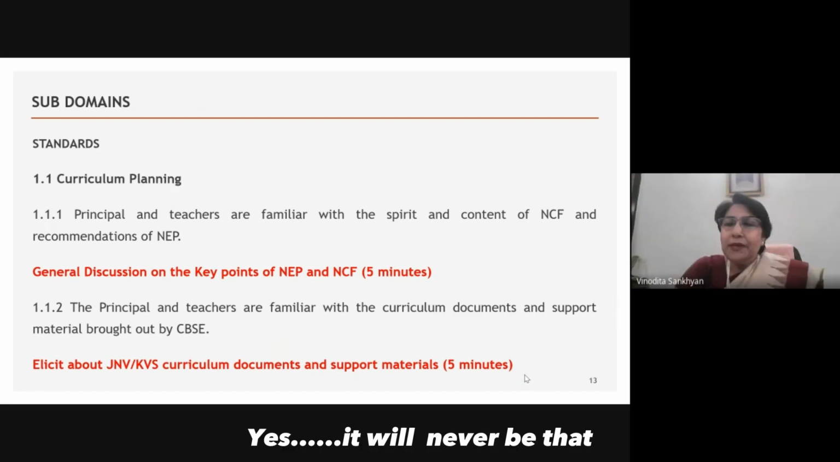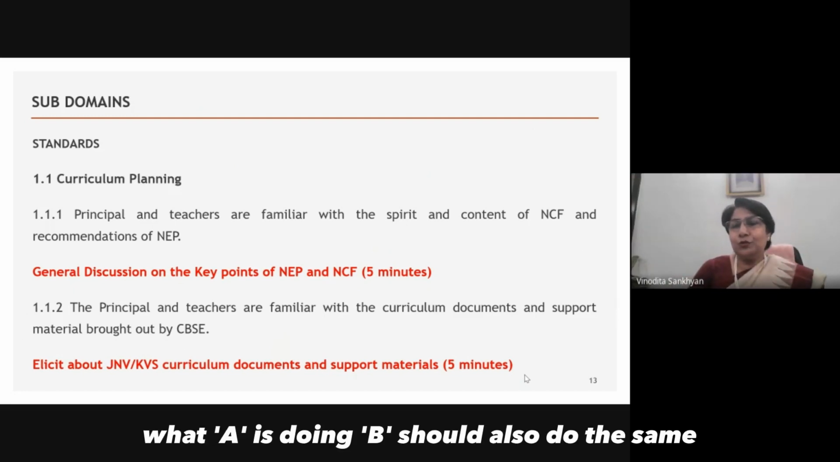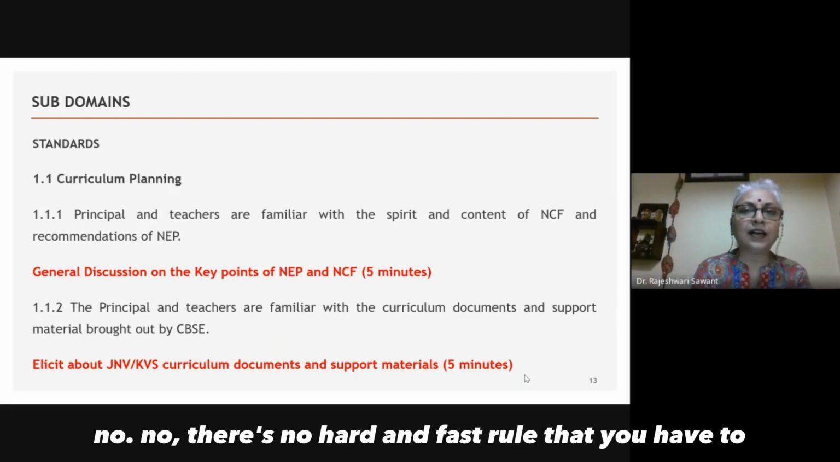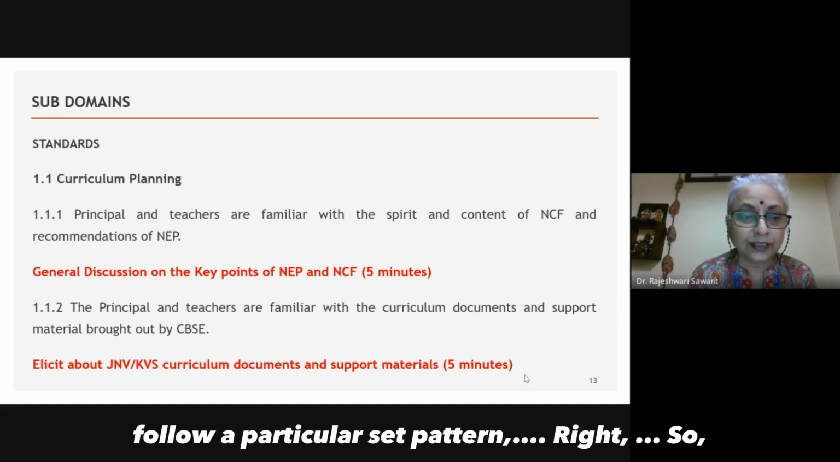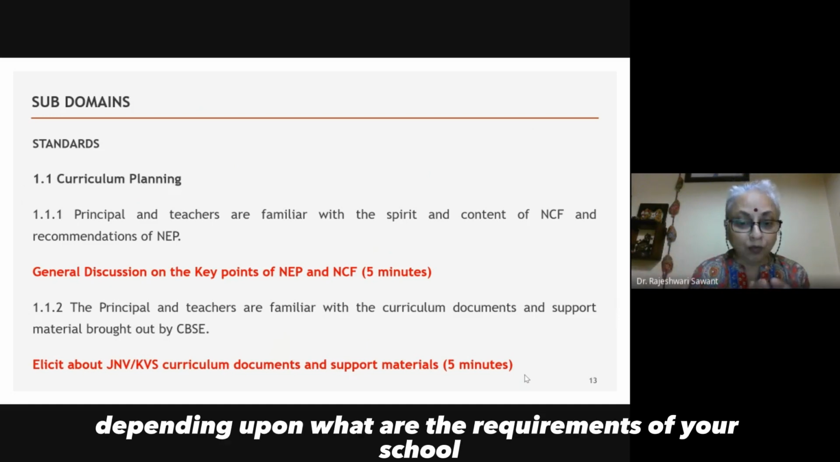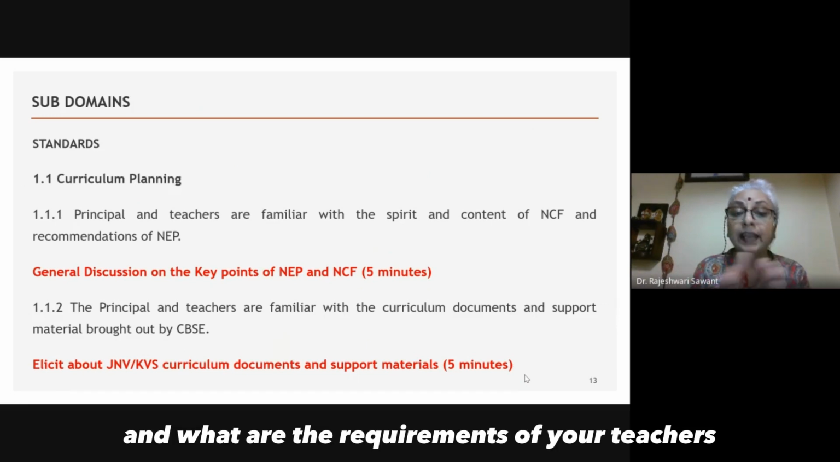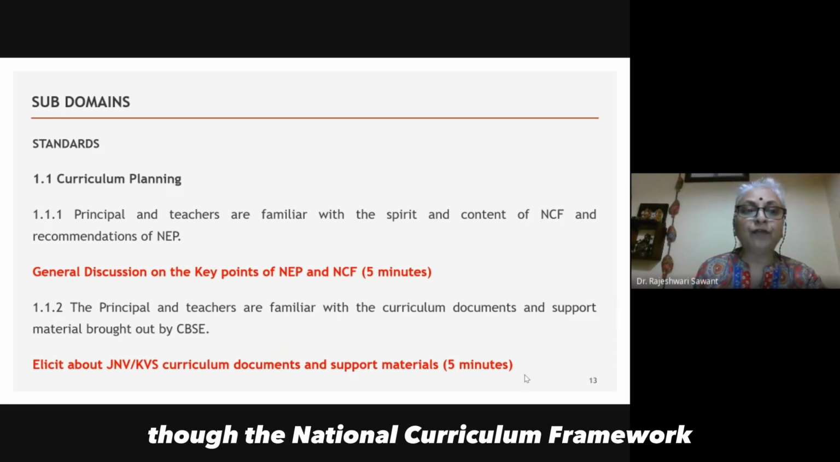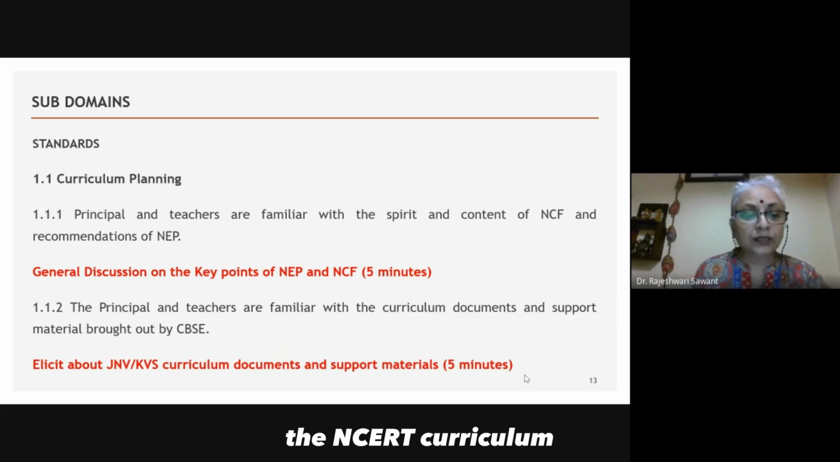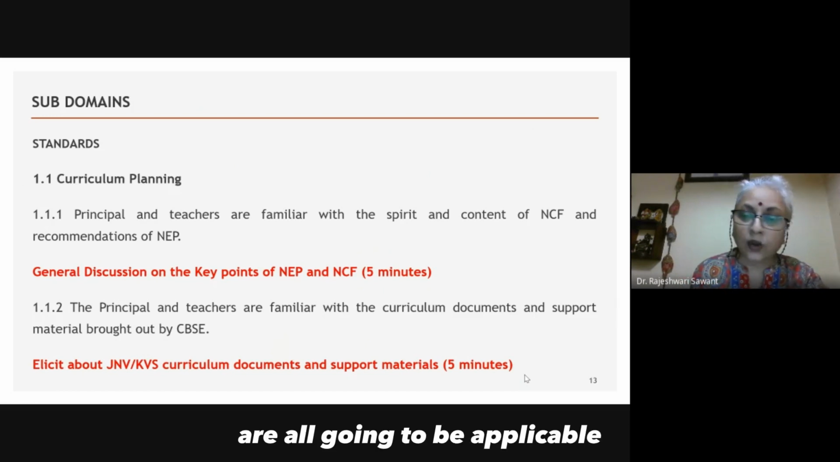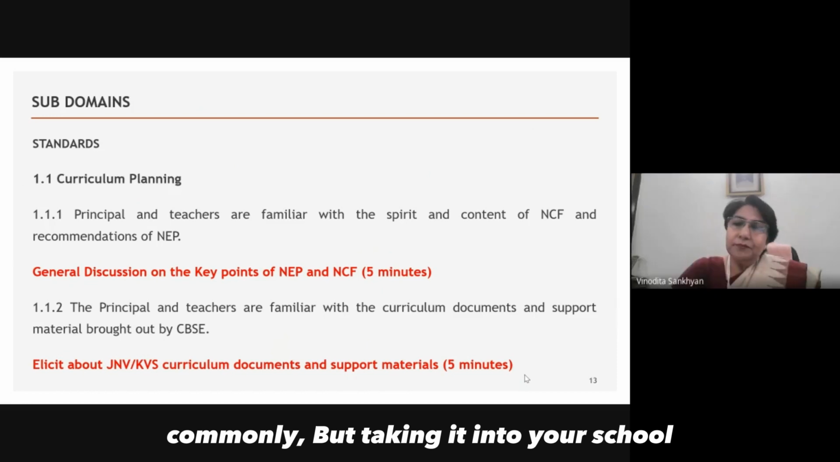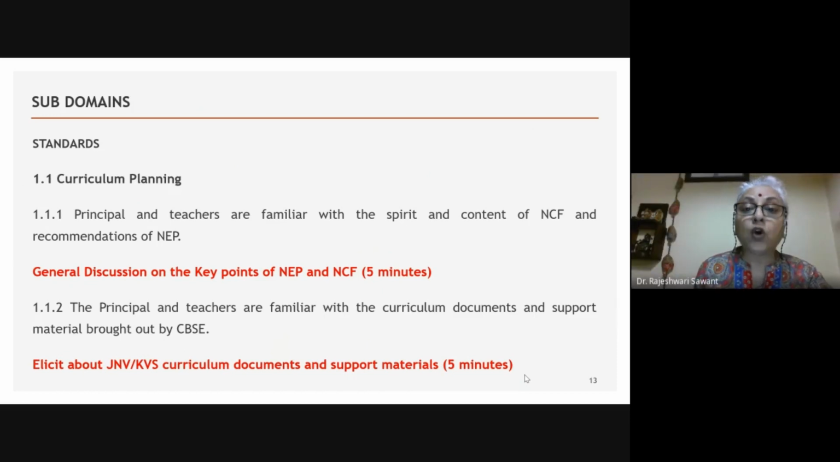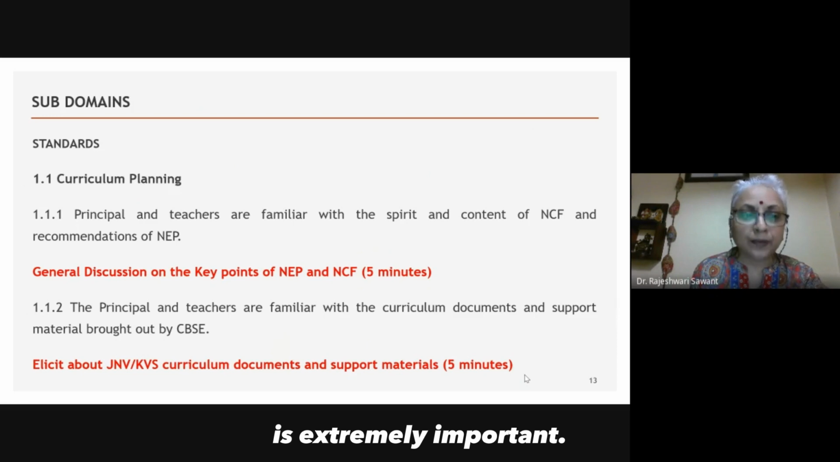Yes, it will never be that what A is doing, B should also do the same. No. There's no hard and fast rule that you have to follow a particular set pattern, right? So depending upon what are the requirements of your school and what are the requirements of your teachers and your students, it will be applicable. Though the National Curriculum Framework, the NCERT curriculum, the CBSE defined documents are all going to be applicable commonly, taking it into your school according to the needs of your school is extremely important.